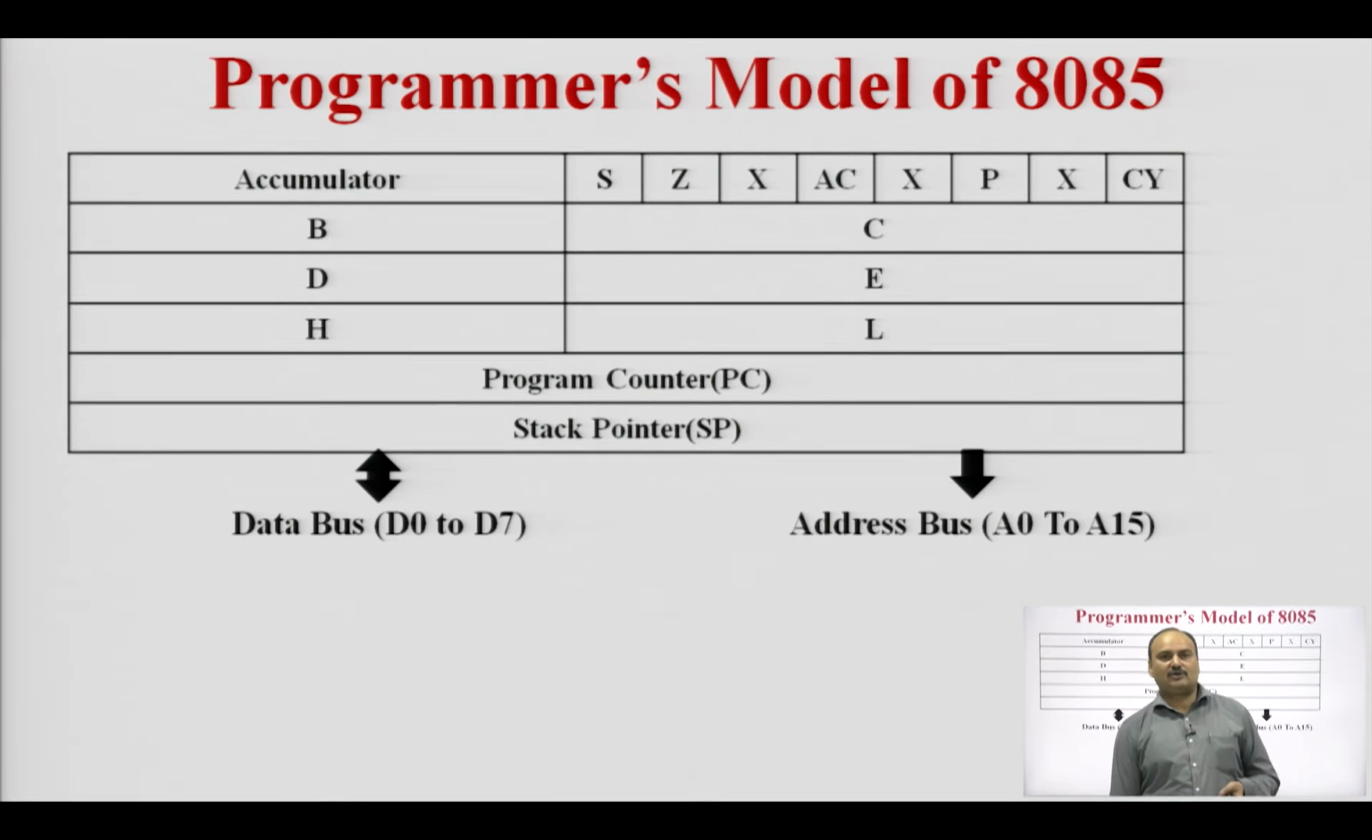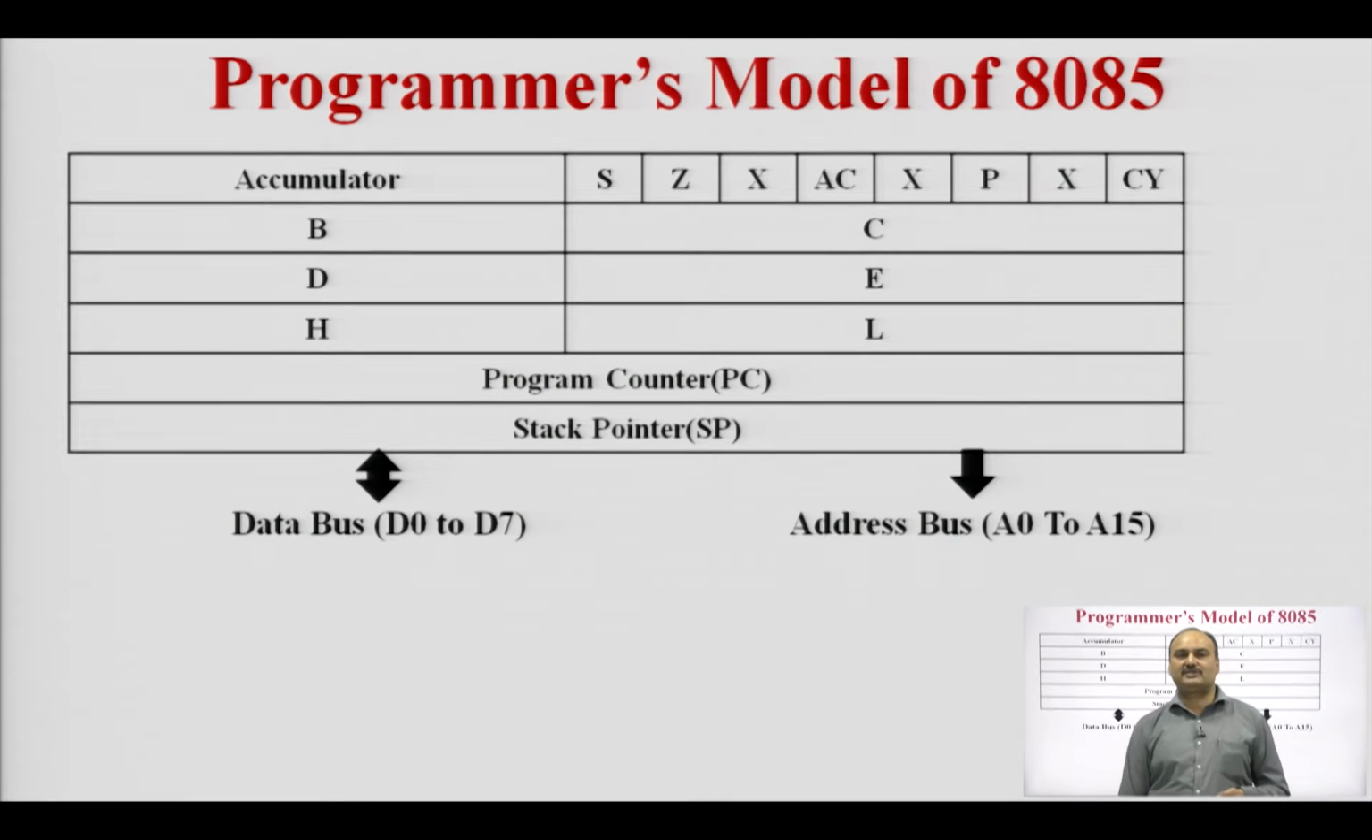The programmer's model of the 8085 microprocessor consists of the accumulator register, which is 8-bit, and the flag register, which is also 8-bit. If we combine the accumulator and flag register, the program status word register comes into the picture. The program status word is a 16-bit register, which is the combination of the 8-bit accumulator and the 8-bit flag register. In the PSW, the low byte is the flag register, which is 8-bit, and the higher byte is the accumulator, which is an 8-bit register.